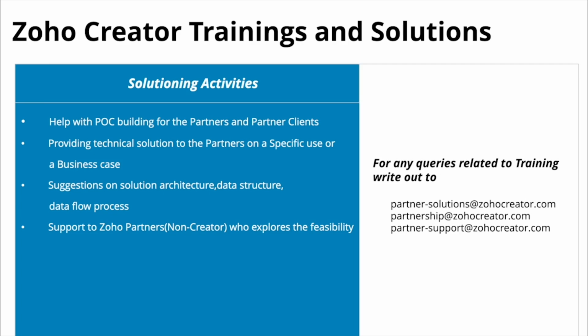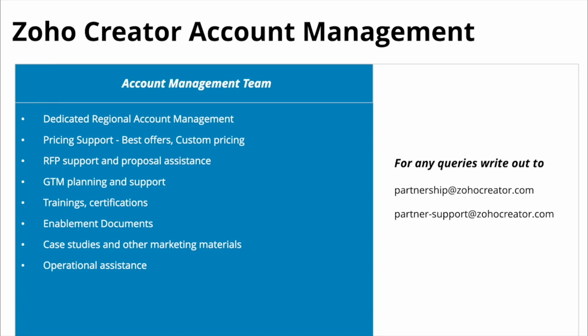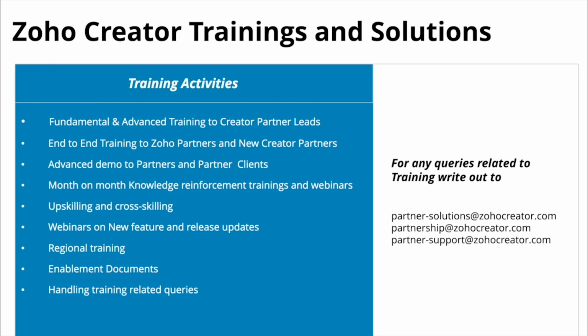To reach out to our account management team, you can write to us at partnership at zohocreator.com and partner-support at zohocreator.com. This will directly take you to our account management team. And if you want to reach out to our partner training and solutions team, please write to us at partner-solutions at zohocreator.com, partnership at zohocreator.com and partner-support at zohocreator.com. This will take you directly to the Zoho Creator partner training and solutions team.